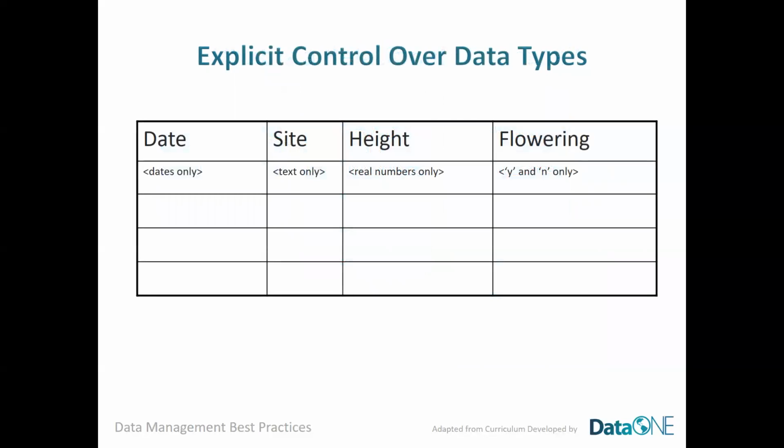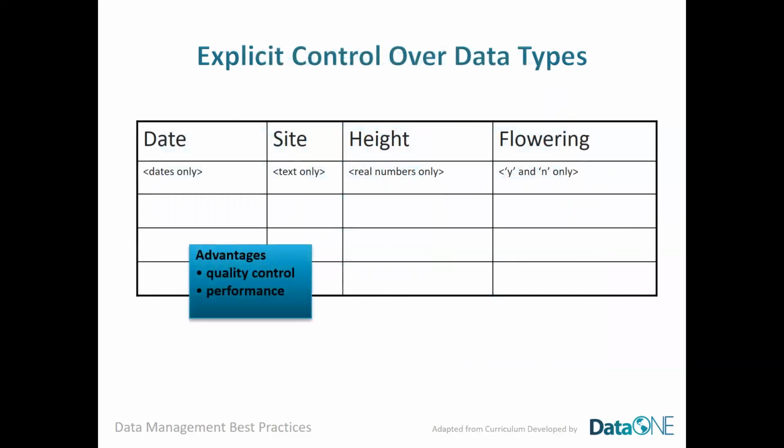Database features include explicit control over data types and have the advantages of quality control and performance. Here in the plant phenology table, only dates are allowed in the date column, only text is allowed in the site column, only real numbers are allowed in the height column. And then if a user tries to enter a question mark under flowering, the database will reject the entry because it only will accept a Y or an N for yes or no. This is useful for defining how data is to be entered.